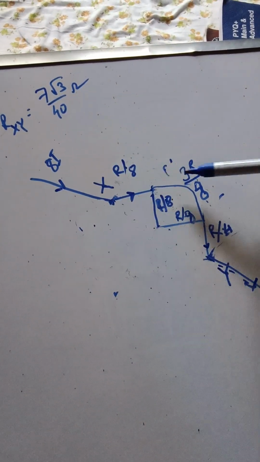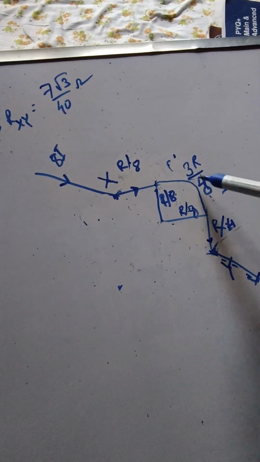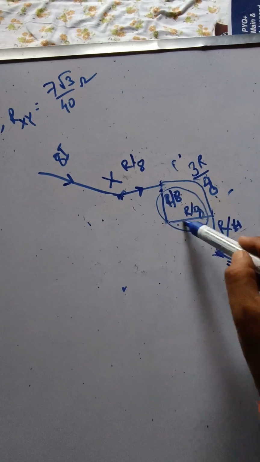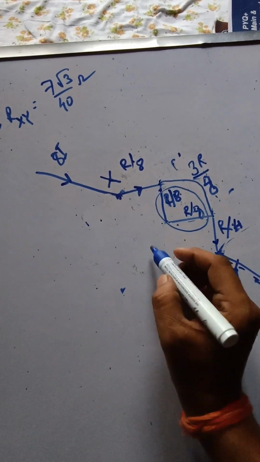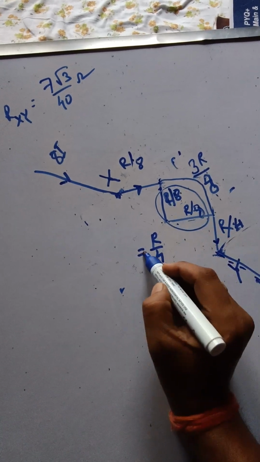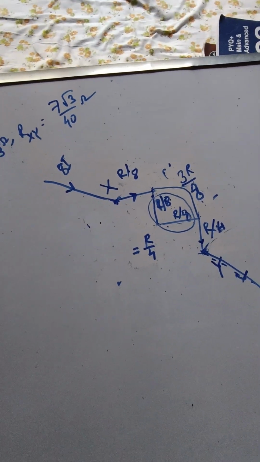Current is entering and current is leaving. So this is 3R by 8, this is R by 8 and R by 8, so these two become a series connection, current is the same, so R by 8 plus R by 8, that is equal to R by 4. Now I am redrawing the circuit.